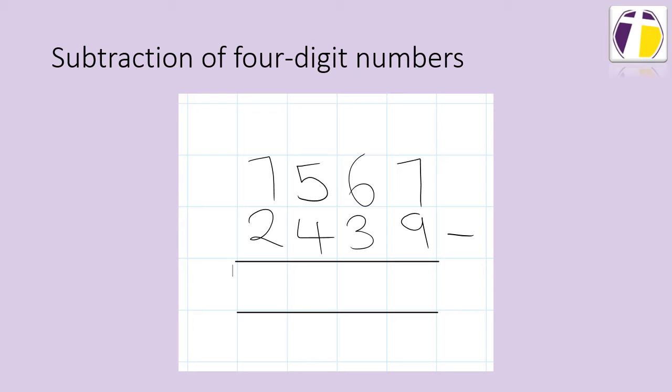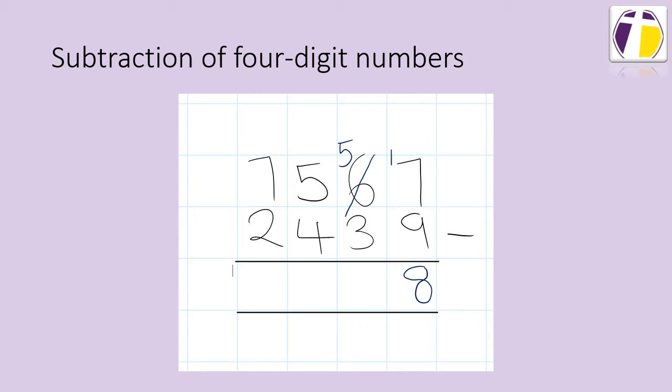So, looking at some subtraction. Same again, we start off with the ones column. Now if I have 7 and I take away 9, I can't do that. So I need to borrow a 10. So I'm going to borrow a 10 from the tens and put it in front of my ones. So instead of 7, I now have 17. 17 take away 9 is 8.